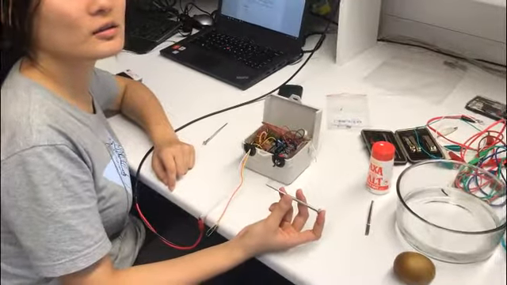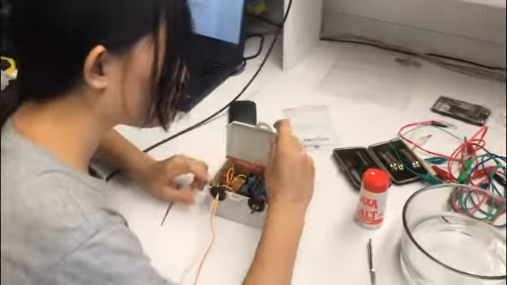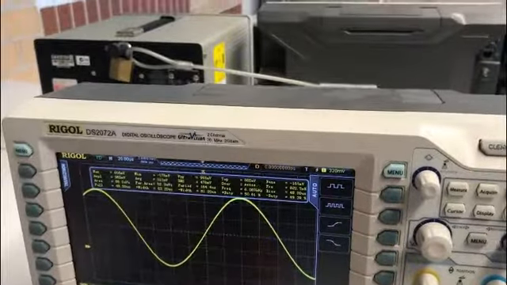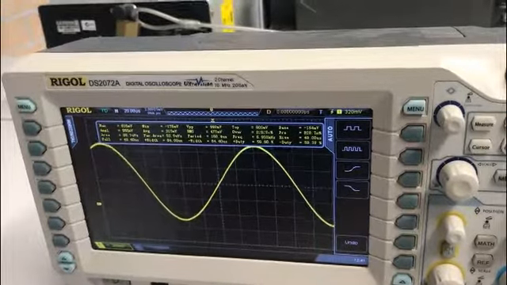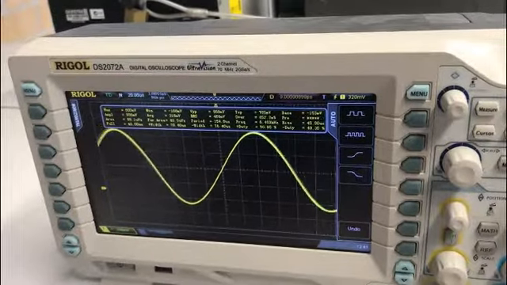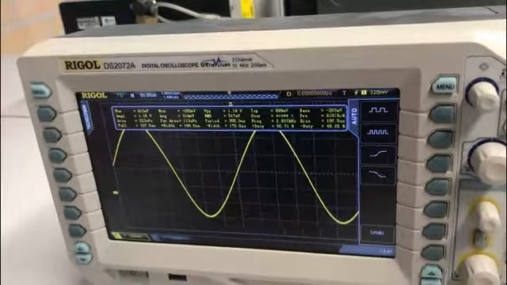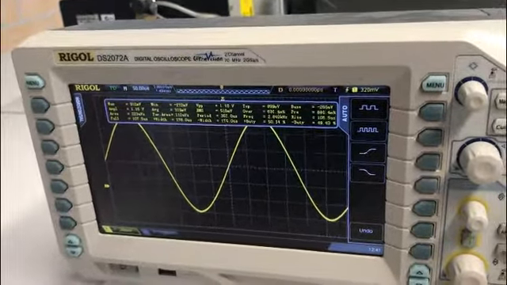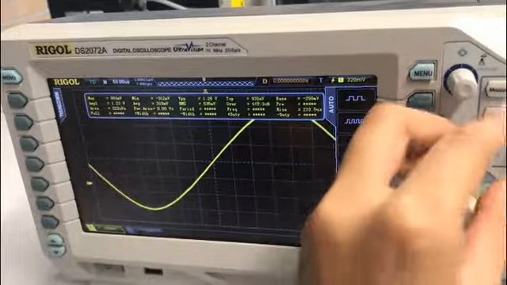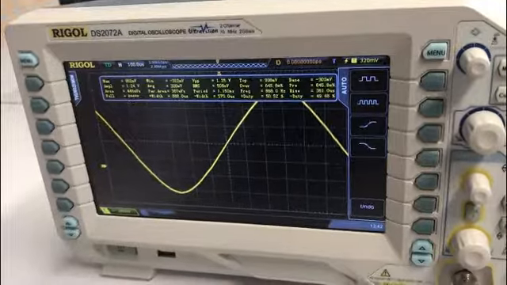Now we are going to adjust the frequency of the output. The frequency is around 6 kilohertz right now. We can decrease that slightly, to actually 1 kilohertz.